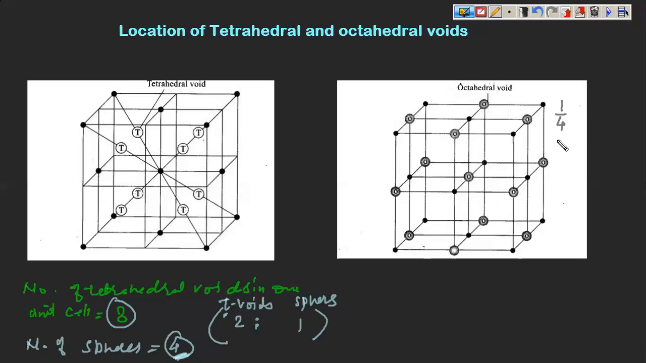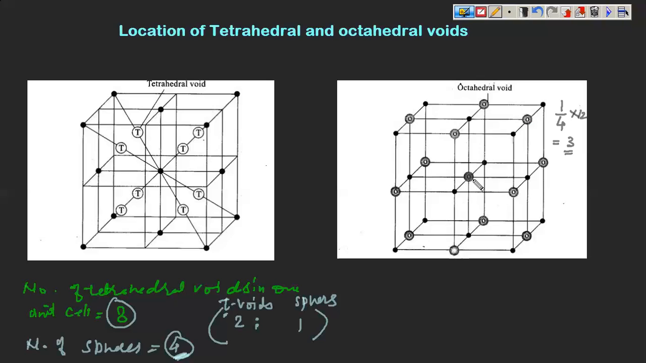Each edge has 1/4 contribution. Okay, and there are a total of 12 edges in a unit cell. So the number of octahedral voids present at the center of the edge will be 3. In the same way, one octahedral void is present at the center of the unit cell. A center of the unit cell has one octahedral void.